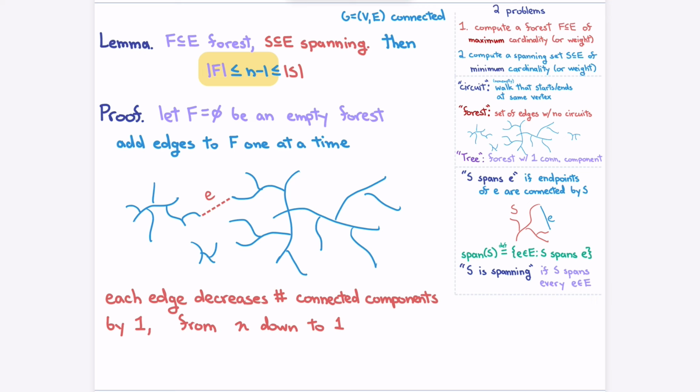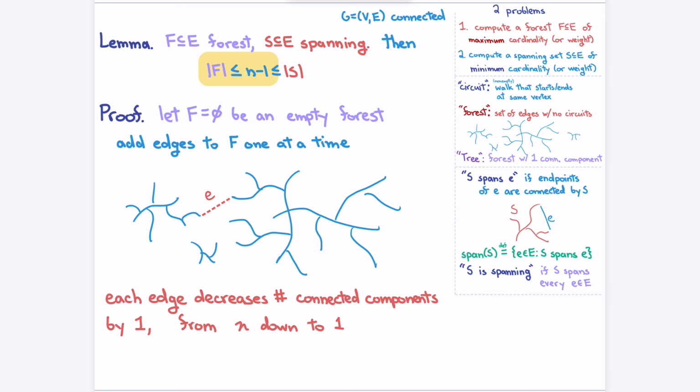So I'm going to imagine starting with an empty set of edges. That's a forest because there's no cycles, there's no edges. And we'll keep trying to add one edge at a time. And as we do it, we'll count the number of connected components left in the graph with respect to F. So initially there's no edges, there's n connected components, there's n vertices.